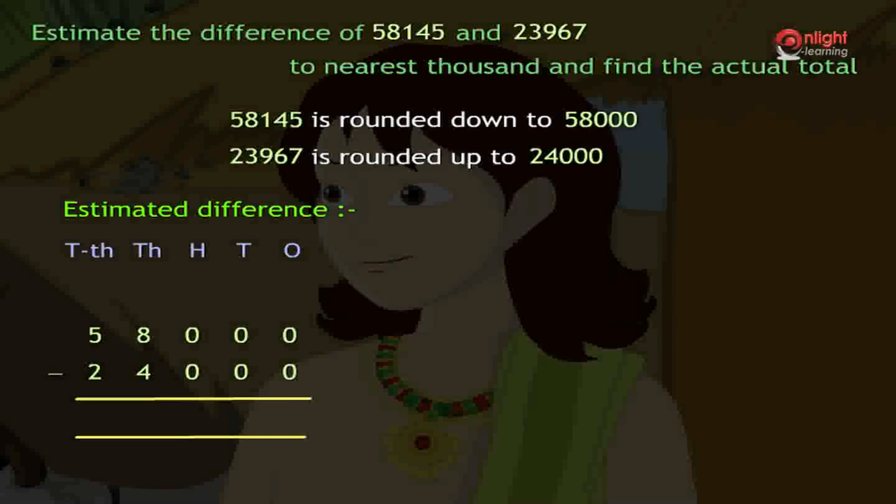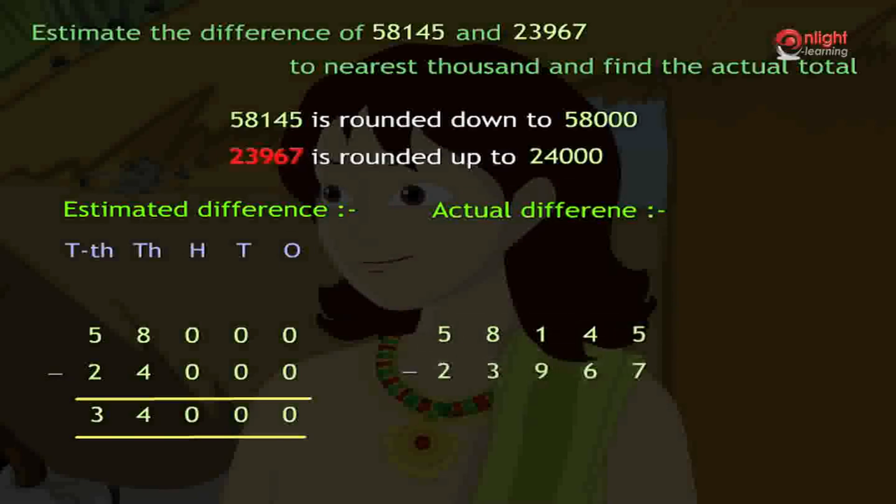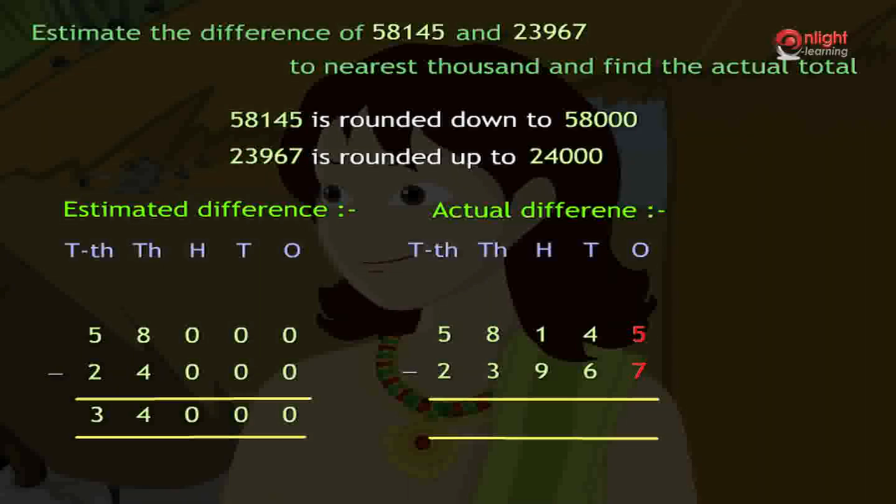Subtracting, we get 34,000. Now to find the actual difference, we subtract 23,967 from 58,145. Now in ones, 7 is greater than 5. So regrouping, we get 15 ones and in tens, we are left with 3 tens. Now subtracting 7 ones from 15 ones, we get 8 ones.